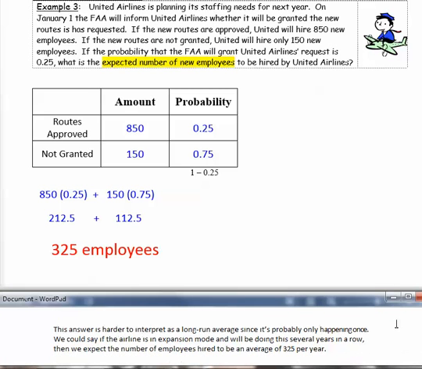This answer is harder to interpret as a long-run average since it's probably only happening once. We could say if the airline is in expansion mode and will be doing this several years in a row, then we expect the number of employees hired to be an average of 325 per year.